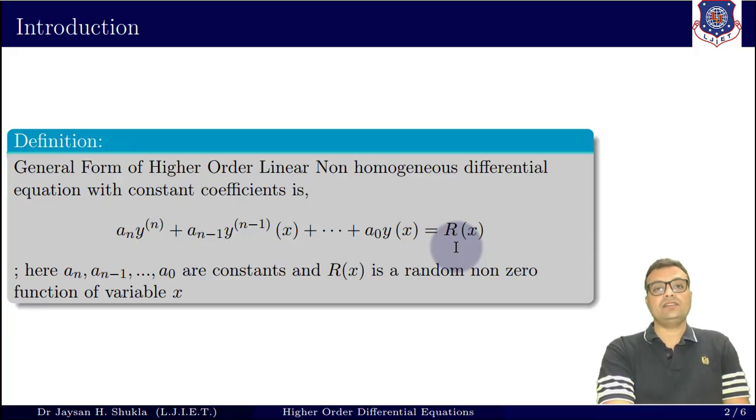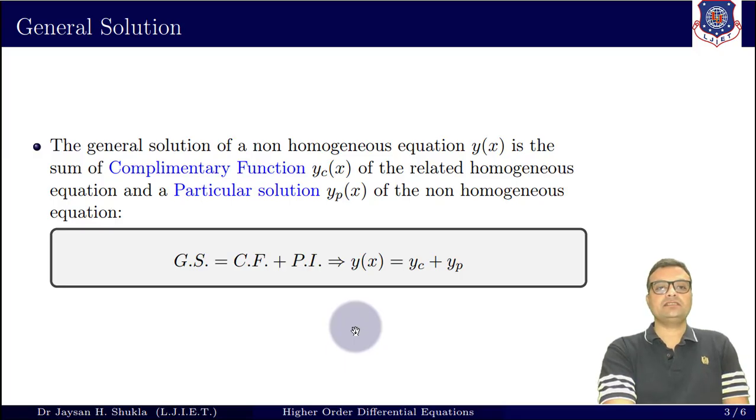So combinedly, we can consider homogeneous as well as non-homogeneous differential equations, linear and with constant coefficients. Over here, a0 up to an, these are all the constants. R(x) is an arbitrary non-zero function of x. This will give you the definition of non-homogeneous differential equation. Now, let us consider second part. How to figure out the solution of this differential equation.